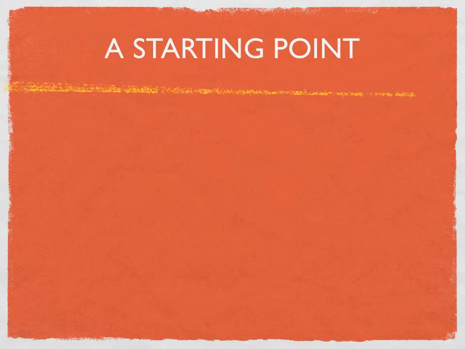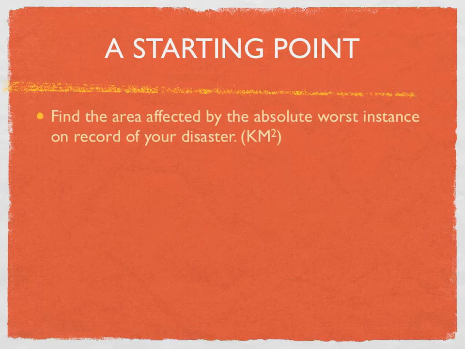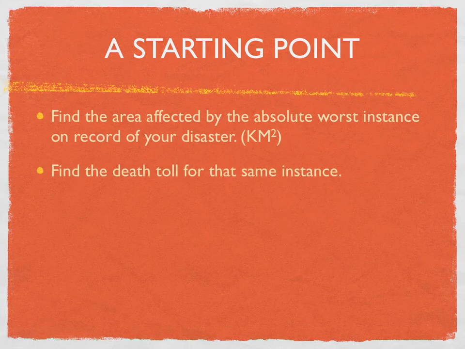As a starting point for today, find the area affected by the absolute worst instance on record of your disaster, preferably in kilometers square. This is probably information that you have already got from yesterday. Also find the death toll for that same instance.